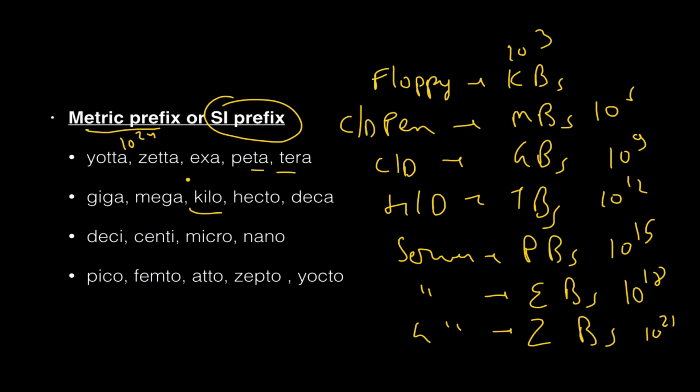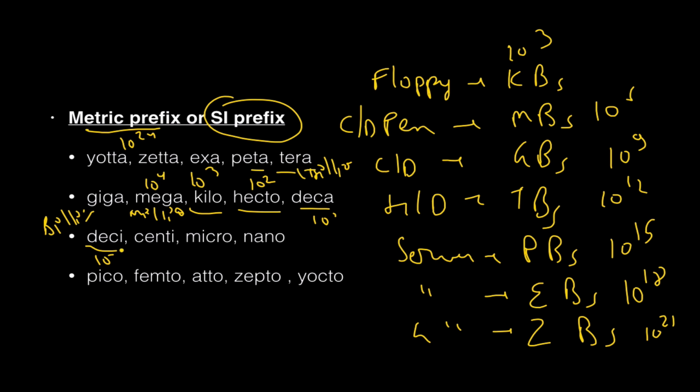Kilo तो हमें पता ही है कि 1 kilometer has 1000 meters, so it means 10 to the power 3. Mega is 10 to the power 6. Million and mega are same. Giga and billion are same. Is that understood? And tera and trillion are same. So they have some common things. Hecto means 10 to the power 2. Deca means 10 to the power 1. So 1 decameter is 10 meter.